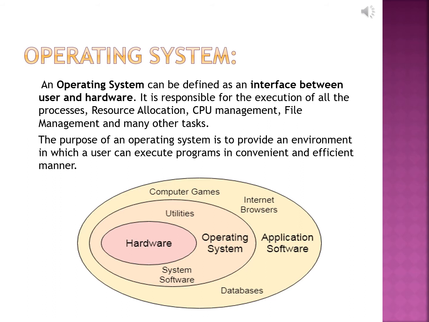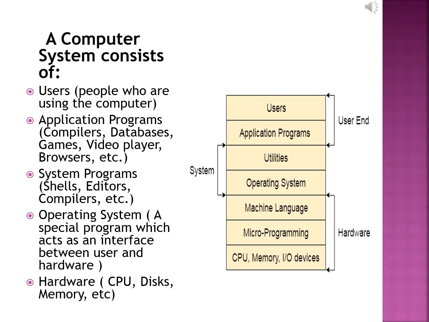The purpose of an operating system is to provide an environment in which a user can execute programs in a convenient and efficient manner. In a computer system, hardware can only understand machine code in the form of 0 and 1, which doesn't make any sense to a user. So, we need a system which can act as an intermediary and manage all the processes and resources present in the system. So, we need this operating system.